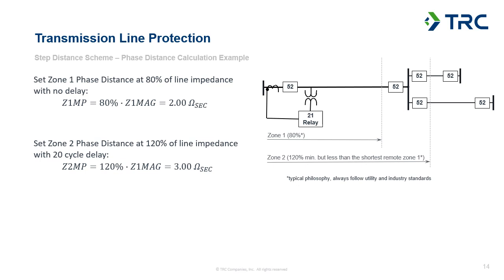So similarly to what we did for the zone 1, all we have to do is take that positive sequence impedance magnitude, the secondary quantity that we calculated, and multiply it by the margin we want to apply, so 120%. And then from that, we can get our step distance zone 2 set point of 3 ohms secondary.